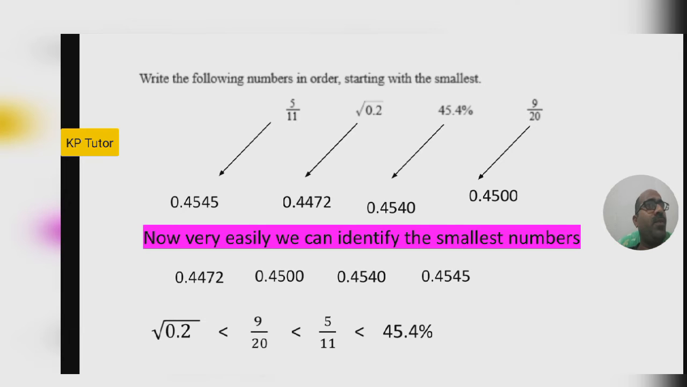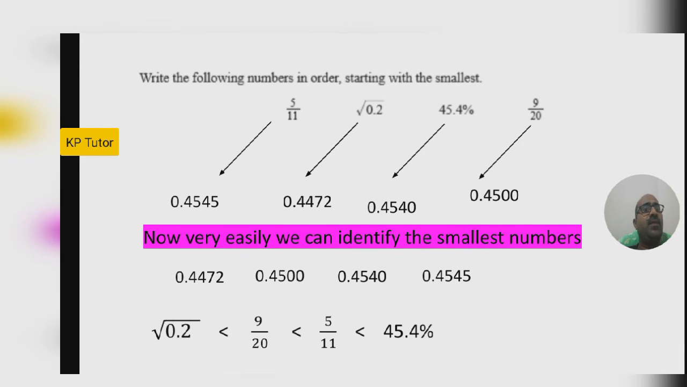0.4545 means 4545. Like that you can just think. No need to write it somewhere. You have to do mental work. Then you can find easily which is the smallest. From this you can check 0.4472 and 0.450, and see which is the smallest one.